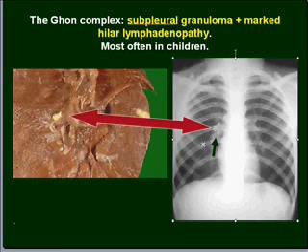It is a combination of subpleural granuloma plus hilar lymphadenopathy. Both of them would show the caseating necrosis, and this is a feature consistent with which kind of tuberculosis? Yes, you are right, it is known as primary tuberculosis.